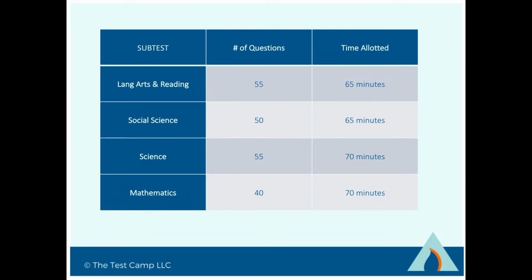Now, your language and arts reading test has 55 multiple choice questions, and it says up here the time allotted is 65 minutes. So just over 1 minute allotted for each question. Knowing this will help put you on a pace for success. You decide when to answer a question and when to save it for the next pass through the test. And that's one of the testing skills you'll practice here at the test camp.